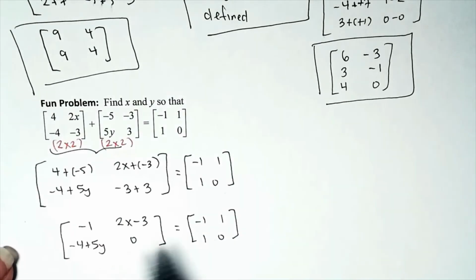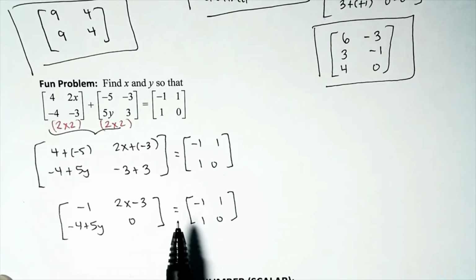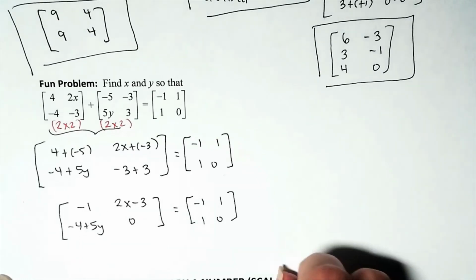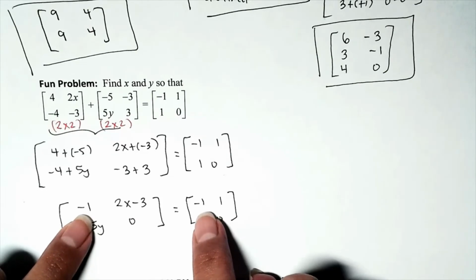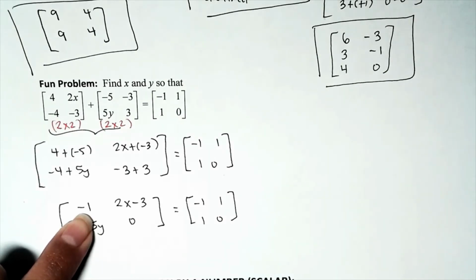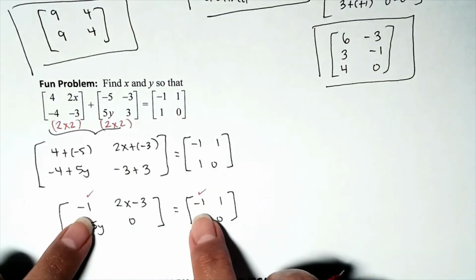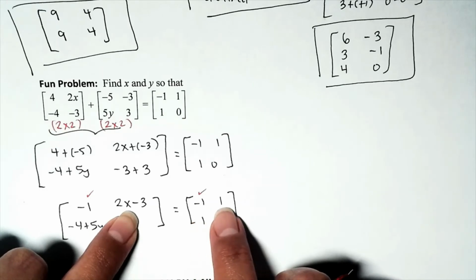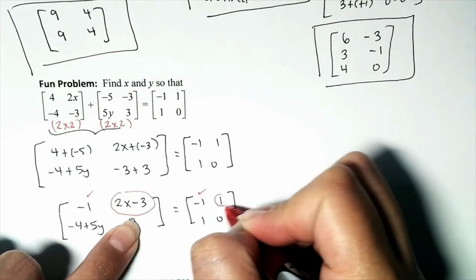So we have 2 matrices that are set equal to each other. If they're really equal to each other, then each entry should be the same. Let's look at the first row. -1, -1. -1 does equal -1. 2x minus 3 should equal 1. But we don't know what x is. That's the problem. We want to find x and y.